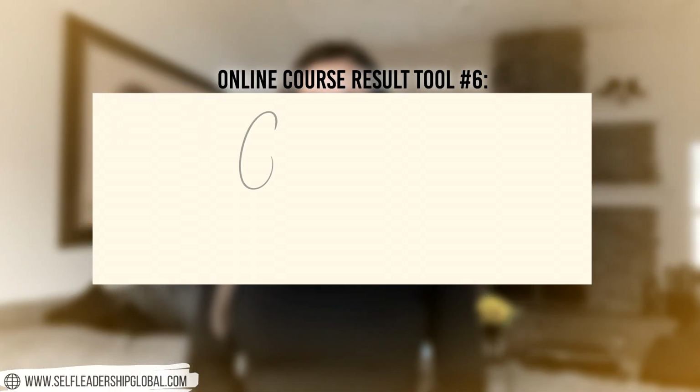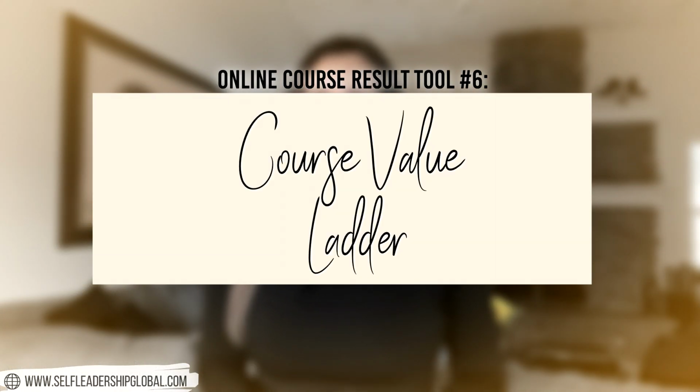Online course result tool number 6, course value ladder. Now it's time to also take a look at the value included in your online course. So will it just be a collection of information and tips, or are you going to be holding their hand, doing it with them and transforming their life? The first level of value is information. Now, while your future students can find anything for free on the internet, people buy speed and convenience. If your course gives them the information they need in a structured way, that's what they care about.